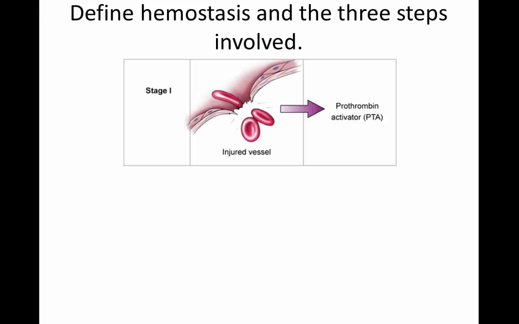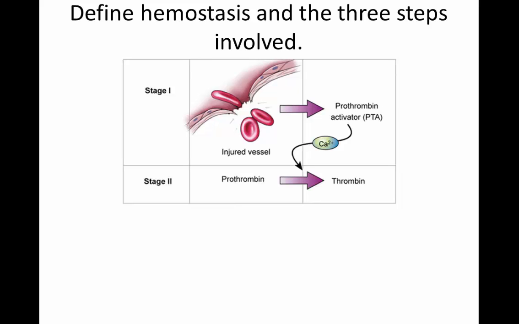The 3 steps involved are: the blood vessel is damaged, and then as cells are going out, prothrombin activator starts to be released from platelets that start to form the plug. The prothrombin activator causes stage 2, in which prothrombin, which is normally floating around in your blood but is an inactive form of the protein, gets converted into thrombin. Prothrombin activator, in order to function in converting prothrombin to thrombin, also needs calcium to be involved.